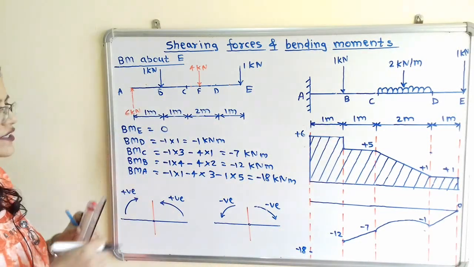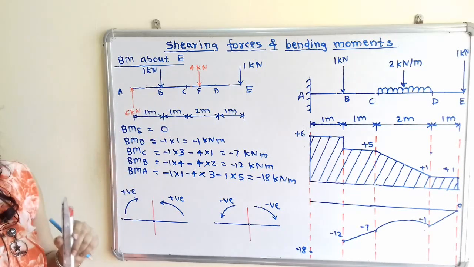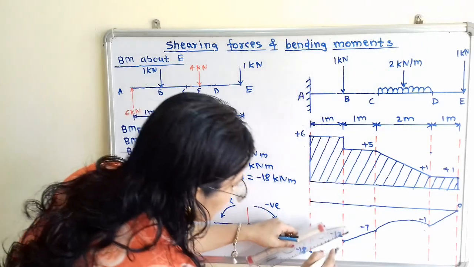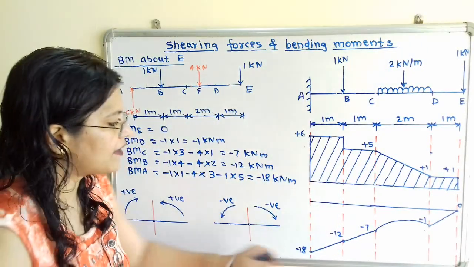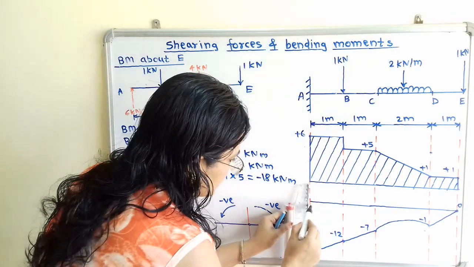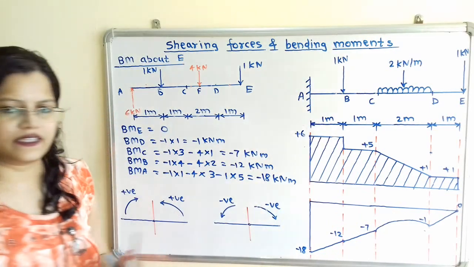Now we will join this. If we observe in between A and B, there are concentrated loads or point loads. So we will follow the linear law. We will join with an inclined line. Now we will complete this, and we have to highlight the area.